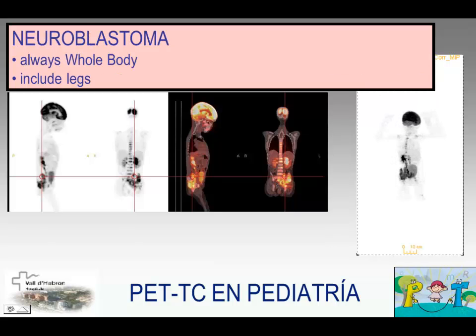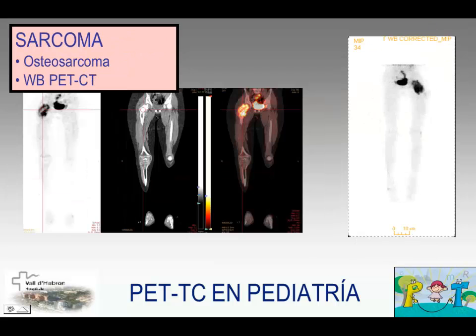This is one case of a neuroblastoma. In neuroblastoma, you know that these children can have metastasis until the feet, and that means that we have to include the whole body image, including the legs. In case of sarcoma, we always obtain a whole body image of all of the body. This is an osteosarcoma, a very advanced stage of osteosarcoma of the right femur.